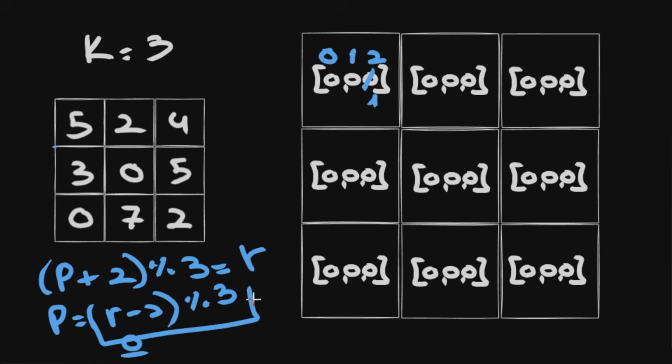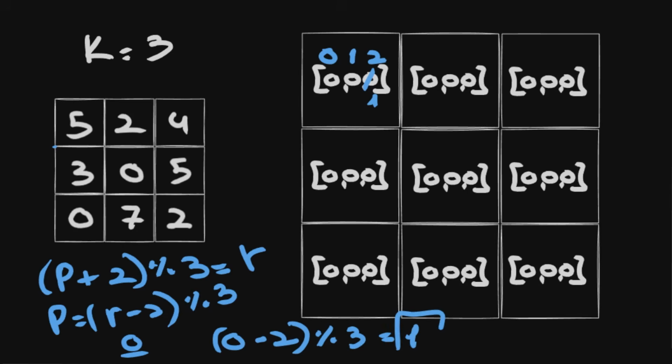If we use this formula and we do 0 minus 2 modulo 3, this is minus 2 modulo 3, meaning 1. This means that we can go to this cell at index 1, meaning here, and add this to the current array, meaning this cell, the current array, at index R0. Okay, so here we are adding this. 0 plus 0 is 0, so we leave 0 here and continue.